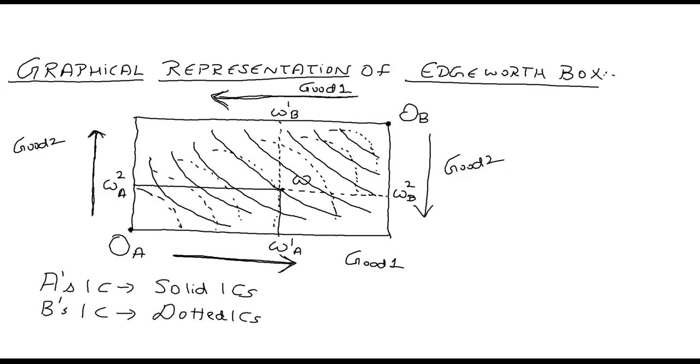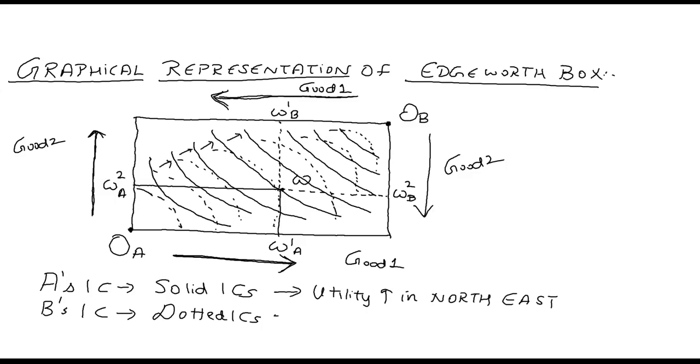Okay, what can you see? A's indifference curves are increasing in which direction? In case of A's indifference curves, utility increases in the north-east direction. It's northeast. You can see the northeast direction. You're moving towards the north and east.